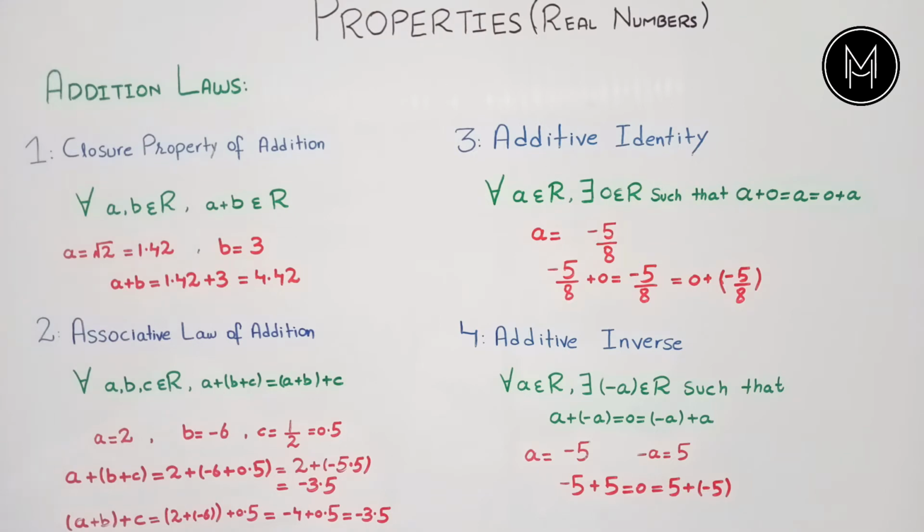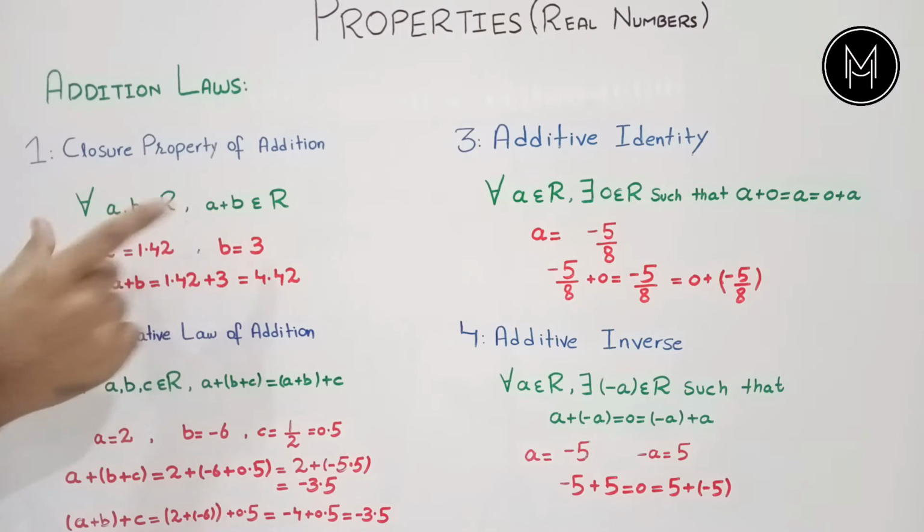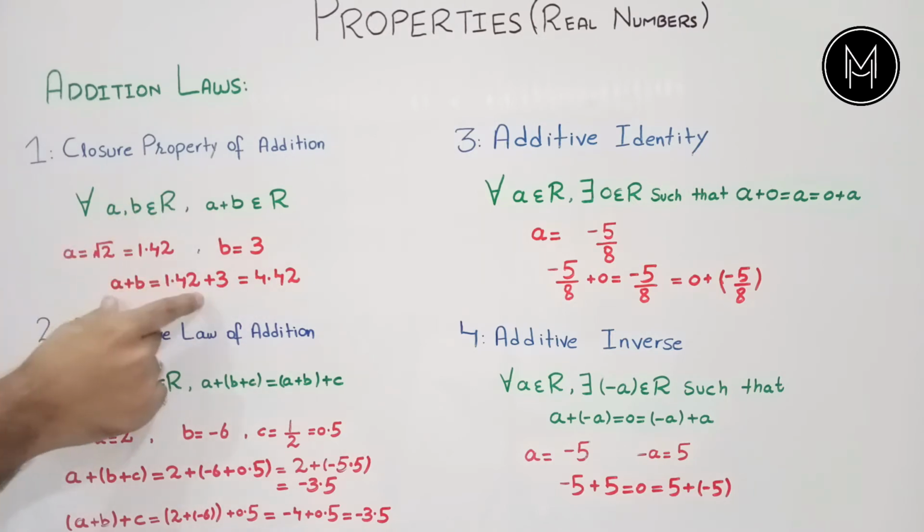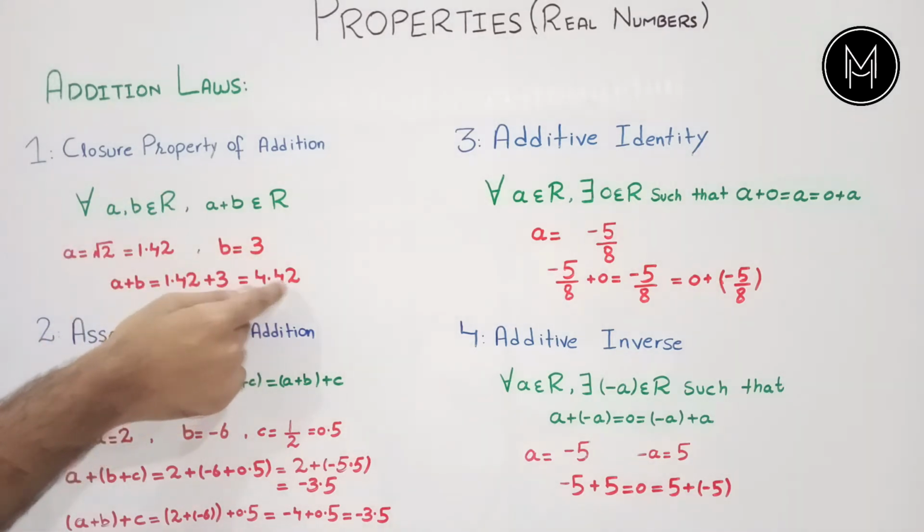Let we have two real numbers a and b. a is equal to root 2 and b is equal to 3. We know the decimal representation of root 2 is 1.414 and so on. It's non-terminating and non-recurring. But here, just for checking purposes, just to understand, I write it in a short way. So let's add these two numbers, a plus b. After the addition, we will get 4.42.